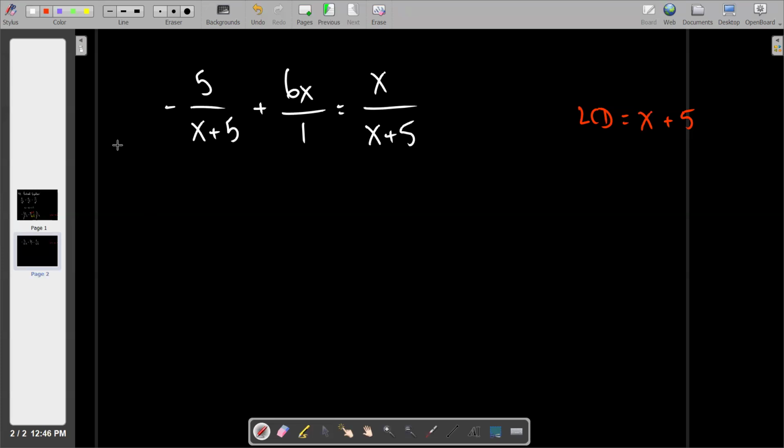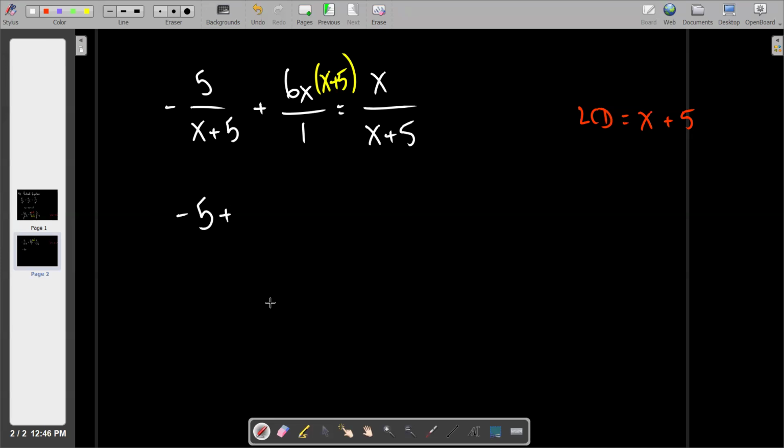Hey, fourth verse, same as the first. What does the first fraction need? Second one. So we're going to multiply it. Third one, nothing. And of course, now the whole point is that the bottoms are the same. They go away, and we're left with an equation.